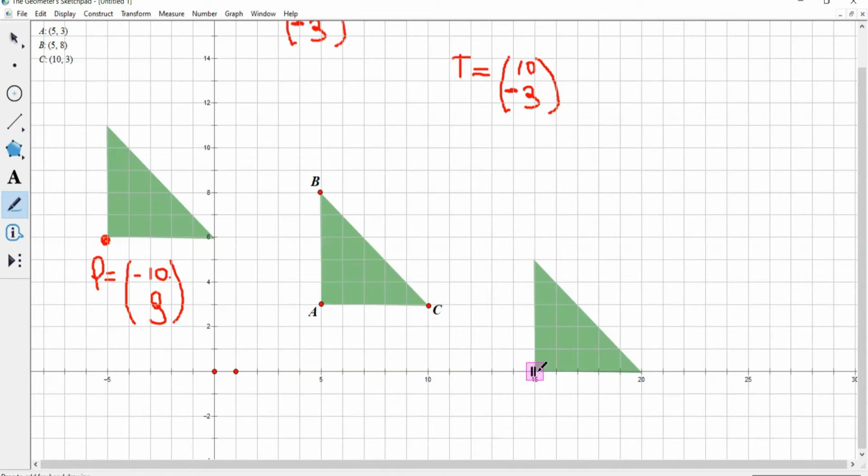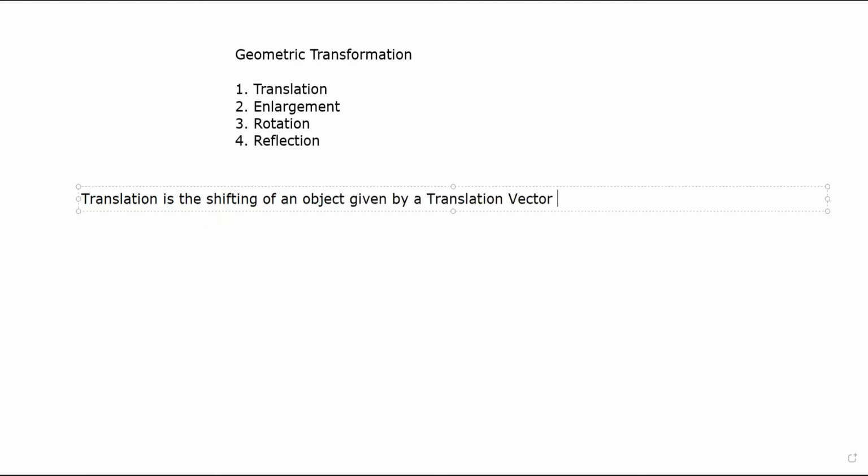So let's write that down. Just writing down now what happened. The first thing we realize is that translation is the shifting of an object given by a translation vector, and the translation vector that is most popularly used is T. This is the translation vector most people use, T, where T is equal to (A, B).